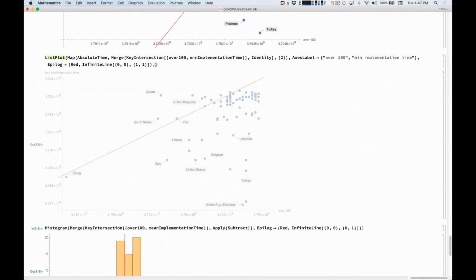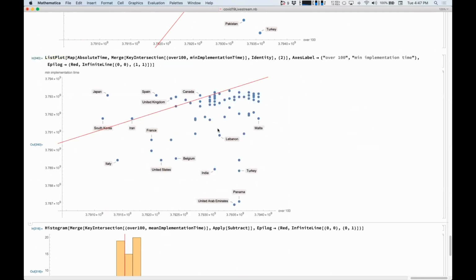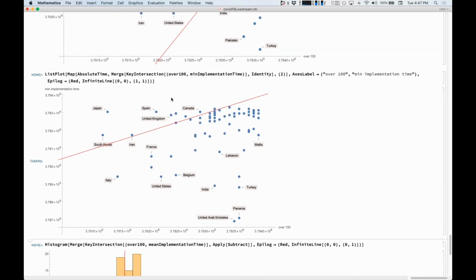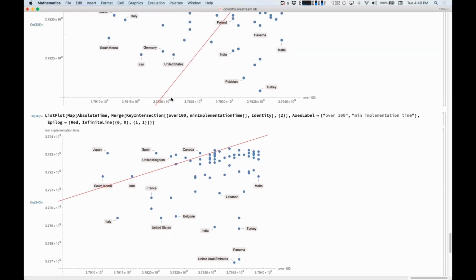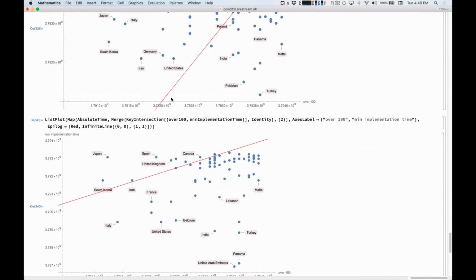Okay, so what is this telling us? This tells us that Italy, for example, had a quite rapid implementation time, whereas the UK is showing a later implementation time. Yeah, so what? Their first measure came after they had 100 cases.